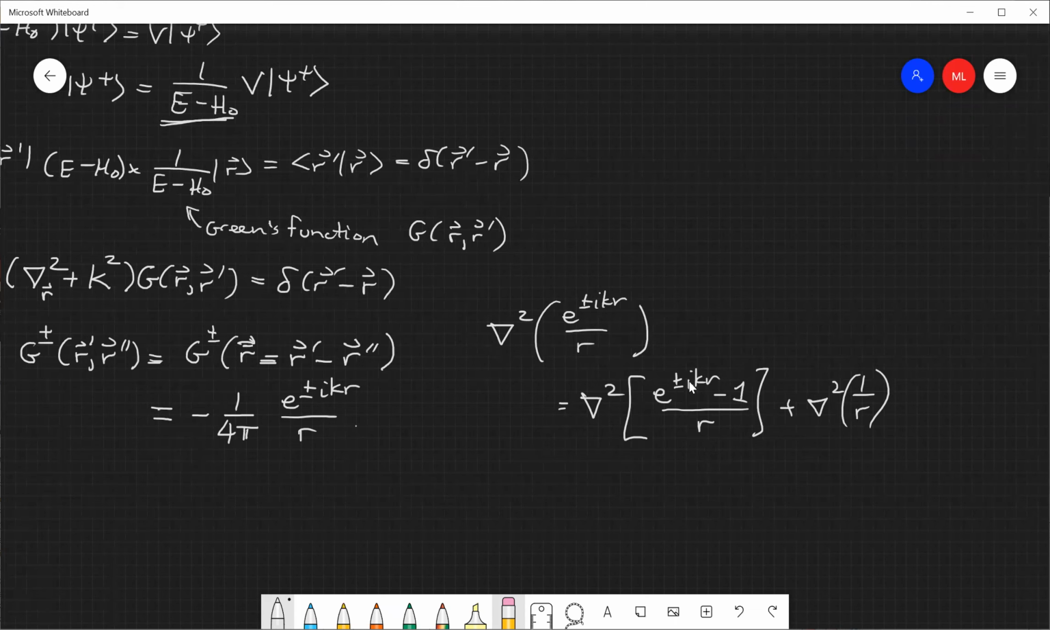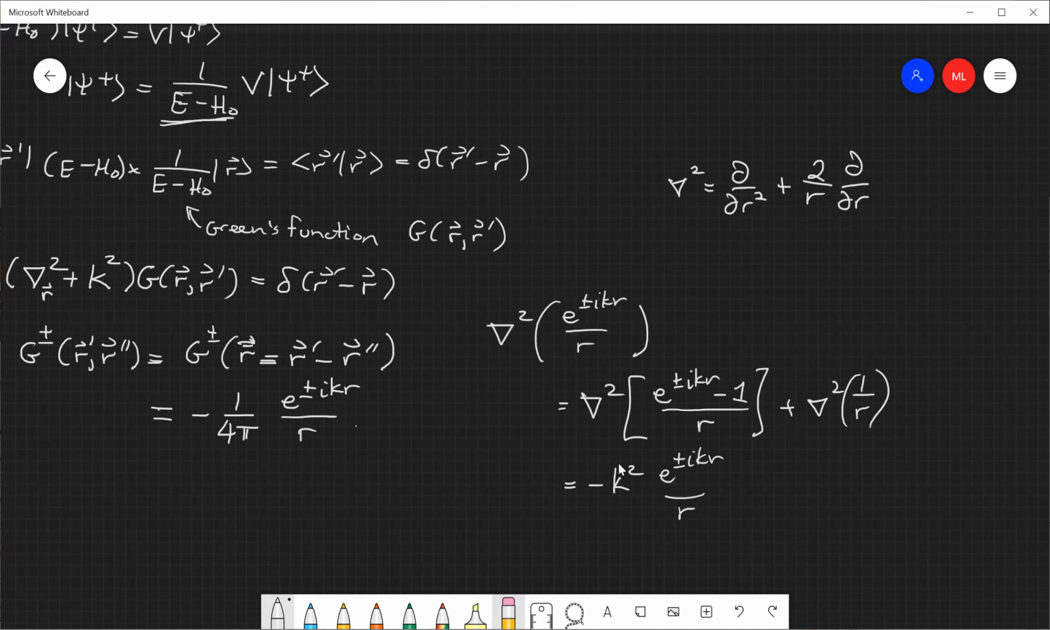Just do the derivative of this function. Remember, the Laplacian's spherical part, the one that depends on r, looks like this. You can act with this on this function, and what you get is, unsurprisingly, because I told you the solution works, minus k squared e to the plus or minus ikr over r.